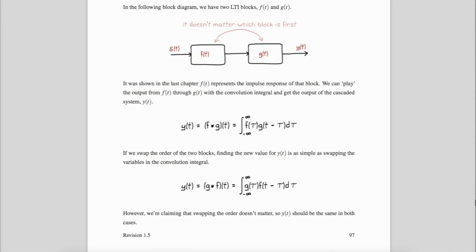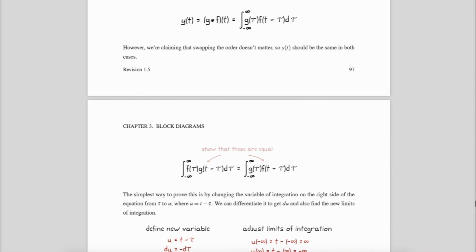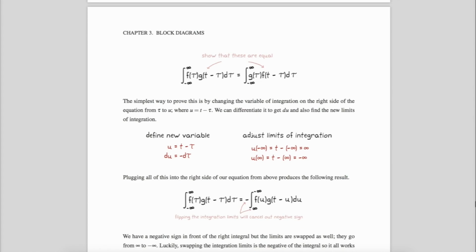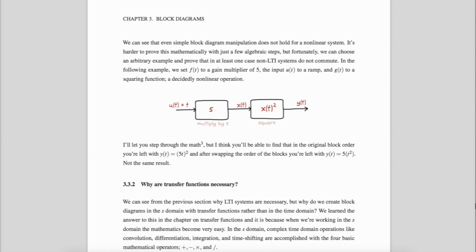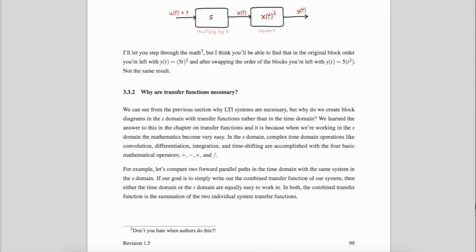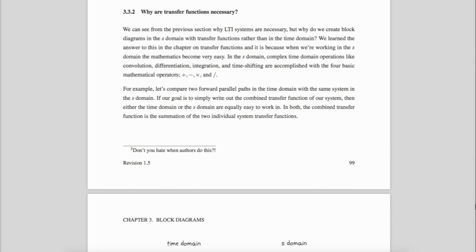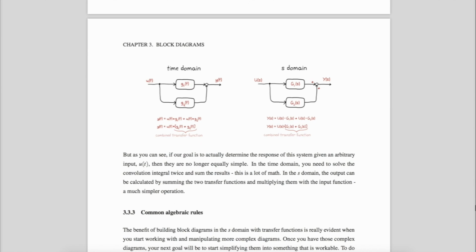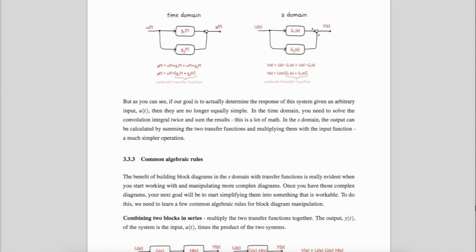I go through a simple proof of this statement by comparing the convolution integral between f convolved with g and g convolved with f. Spoiler alert, the results are the same. I show with an example how even simply swapping the order of two blocks produces different values if the systems are not LTI. So if we only need LTI systems, then why work with transfer functions at all? Well, that's because the math is way easier. We take the math-intensive time domain operations like convolution, differentiation, integration, and time shifting, and turn them into operations that only need addition, subtraction, multiplication, and division.